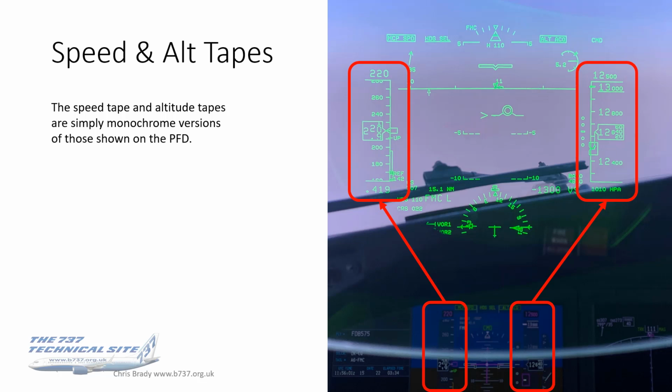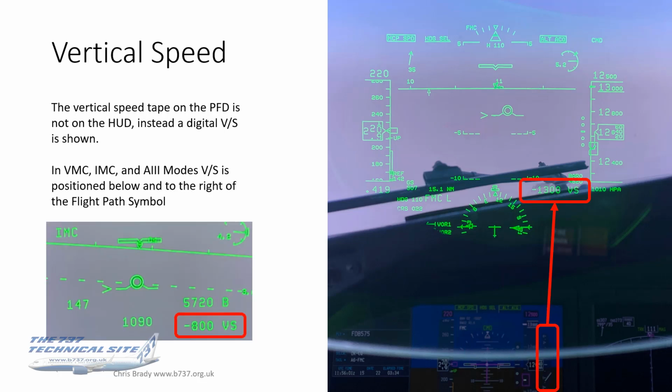Okay, so looking at these things individually, the speed and altitude tapes are monochrome versions of those shown on the PFD, but otherwise the same. The vertical speed tape on the PFD isn't actually displayed on the HUD. What they've done is replace that with a digital VS shown there. Note that in VMC, IMC and A3 modes, vertical speed is brought in toward the center of the display near the flight path symbol. That's true of various other things as well, like altitude and speed.